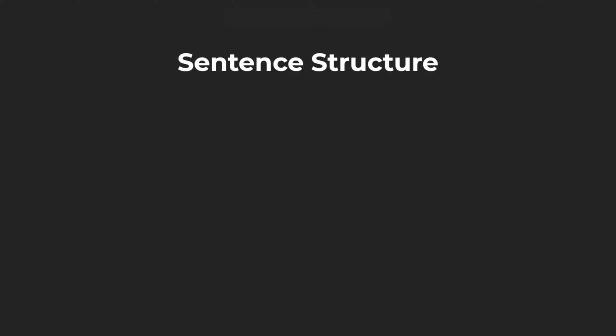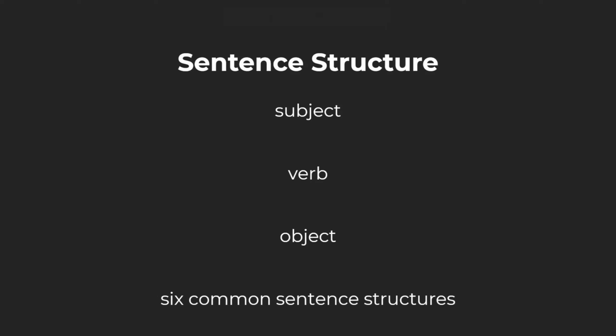In this video, we'll be reviewing sentence structure. Specifically, we'll be looking at the core elements of a sentence: subject, verb, and object, and we'll walk through 6 of the most common sentence structures. Let's get right into it.